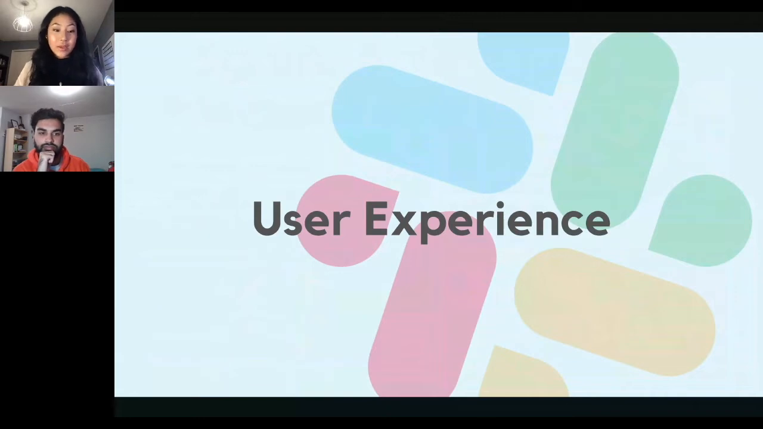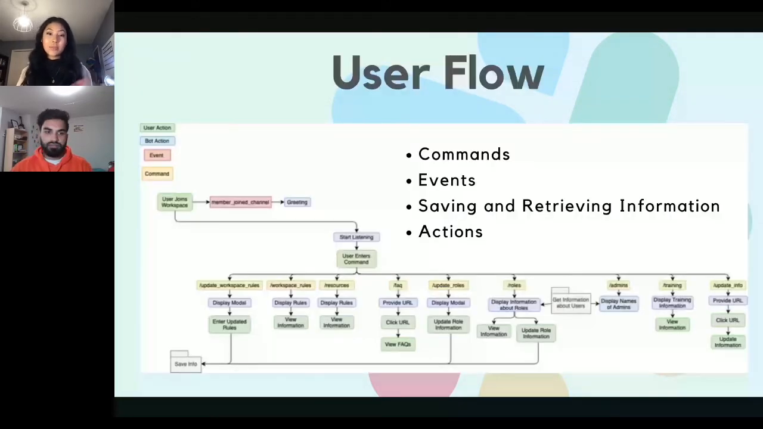For example, the FAQ command here: the user is going to enter that slash command in the workspace, and the bot is going to respond with a URL that leads them to the FAQ page on the ADAS team website. And then it's the user's job to click on that and see if they can find whatever they need. Having this all mapped out really helped.